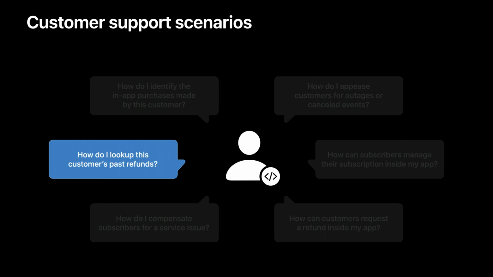Now let's take a scenario where you have the original transaction ID for a customer and you want to look up their past refunds. Today, you might be relying on the Verify Receipt API or App Store server notifications to get notified about refunds. However, if there was an outage and your server did not receive any notifications from the App Store, how do you look up this customer's past refunds?